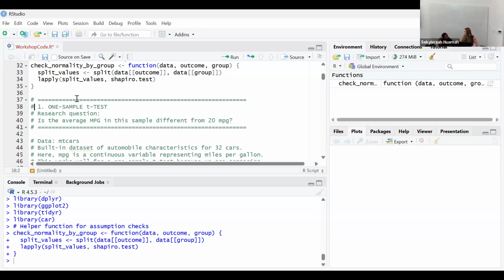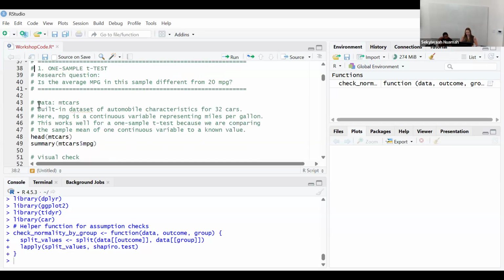But okay, let's go ahead and continue with our one sample t-test. The data we're going to be using for this one is the mtcars. It's a built-in data set, like I said, and it has the characteristics of the cars for 32 different cars. So our outcome variable is the miles per gallon. It's a continuous variable. And this works well for the one sample t-test because we want to compare the sample mean of the one continuous variable to a known value.